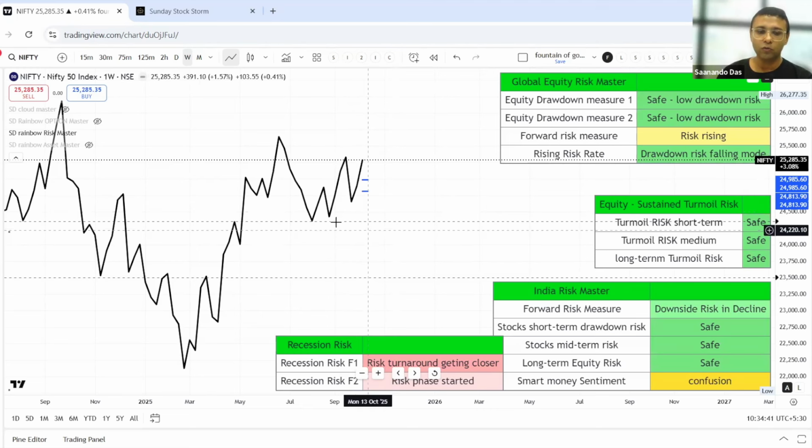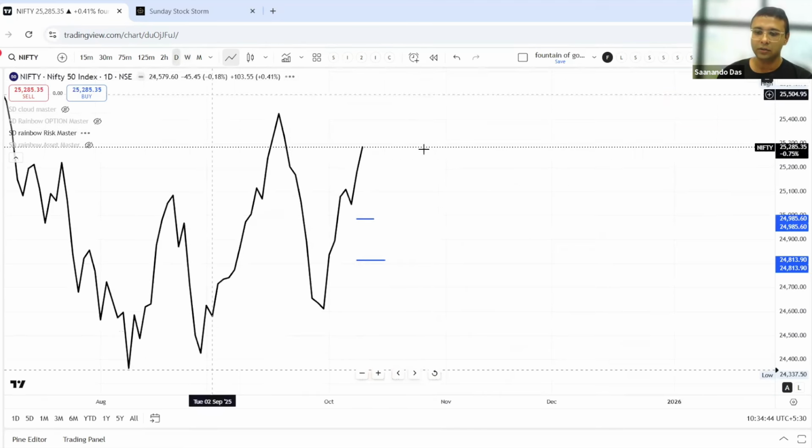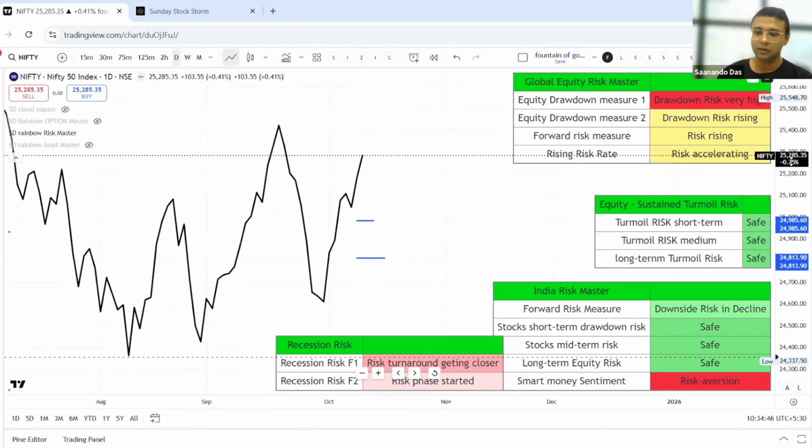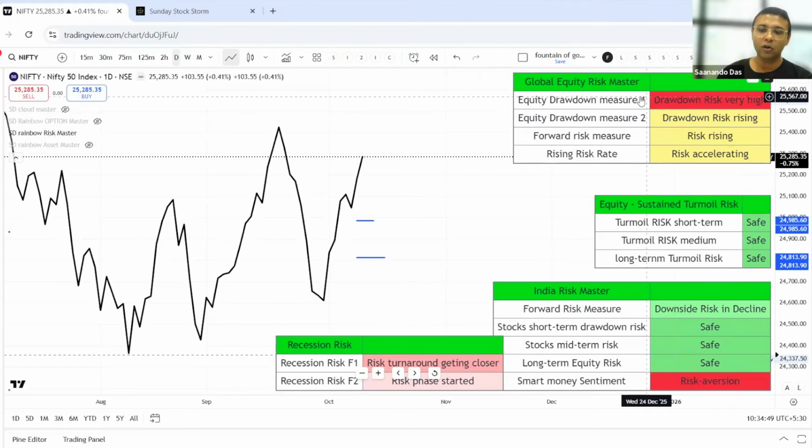Once this part is over, I take a look at the daily chart, which is more short-term swing. And here I can see the overall risk on equity as an asset class has gone up. That means some of the equity markets like US, Europe, Japan could be facing significant risk of drawdown. Compared to overall asset class risk, India is much calmer. शांत है वहां पे risk. It is much safer, though some risk aversion can be seen.